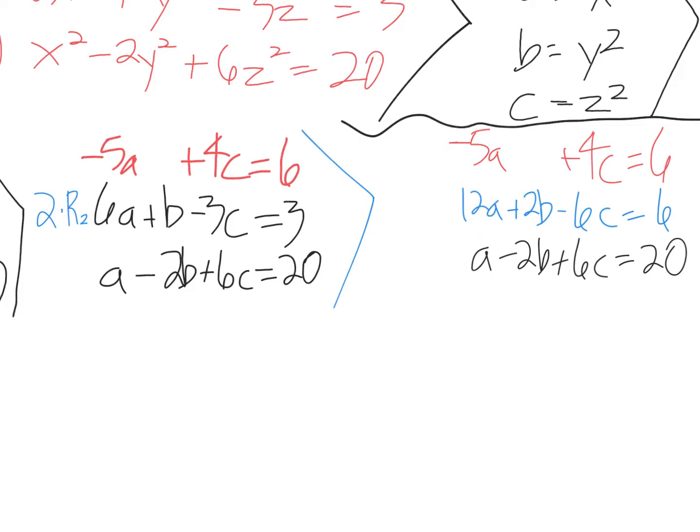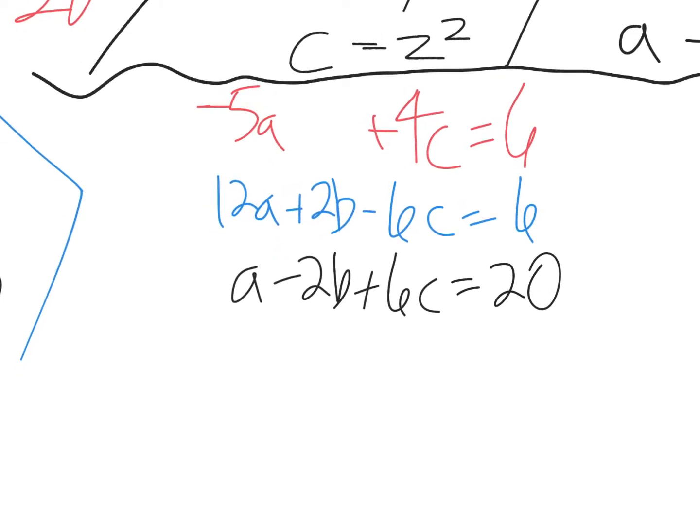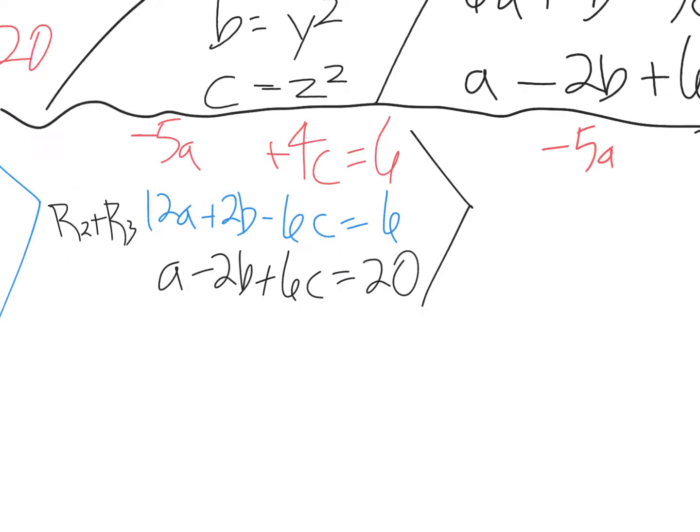2 times 6a, 12a. 2 times b, 2b. 2 times negative 3c, negative 6c. 2 times 3 is 6. And so what we actually have here is, I didn't notice it before, but I'm going to be able to cancel out my c's and my b's. So I'm going to do row 2 plus row 3 here. And so doing that, I'll get 12a plus a, and that's going to make 13a. That'll cancel, and then I have 6 plus 20, that's 26.